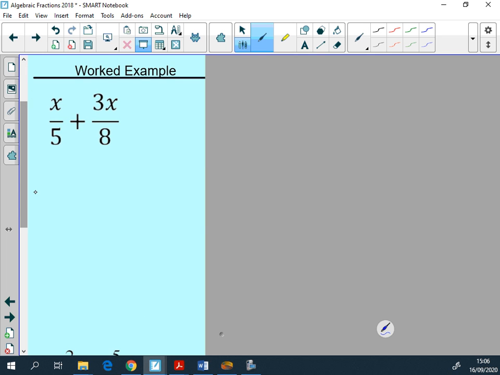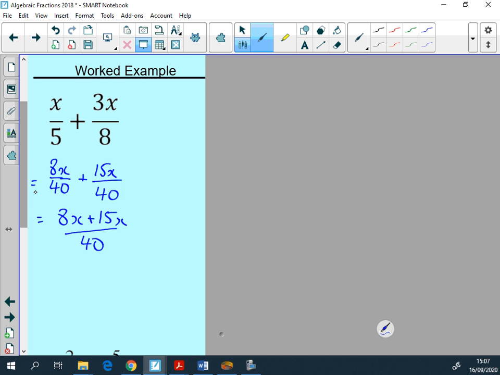So for a common denominator here, I've got 5 and 8, so I'm looking for the lowest common multiple. I want to give myself the least amount of work to get a common denominator. Here, the lowest common multiple of 5 and 8 is 40. What have I done to the 5 to make it into 40? I've had to times it by 8, so I have to times the top by 8. That'll get me 8x. What have I done to the 8 to get to 40? I've had to times it by 5, so I have to times the top by 5. That'll get me 15x. Now I write it as one fraction, so I've got 8x plus 15x all over 40.